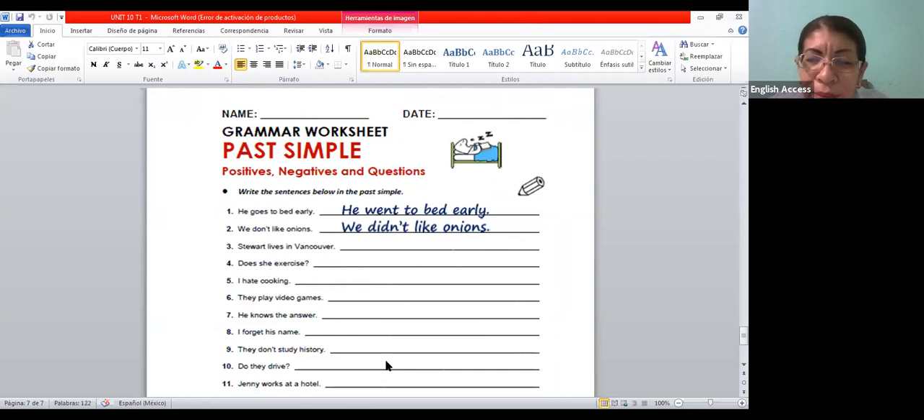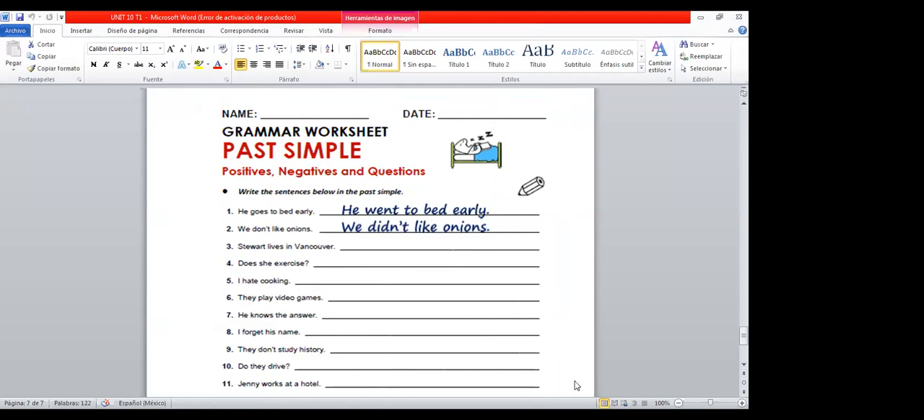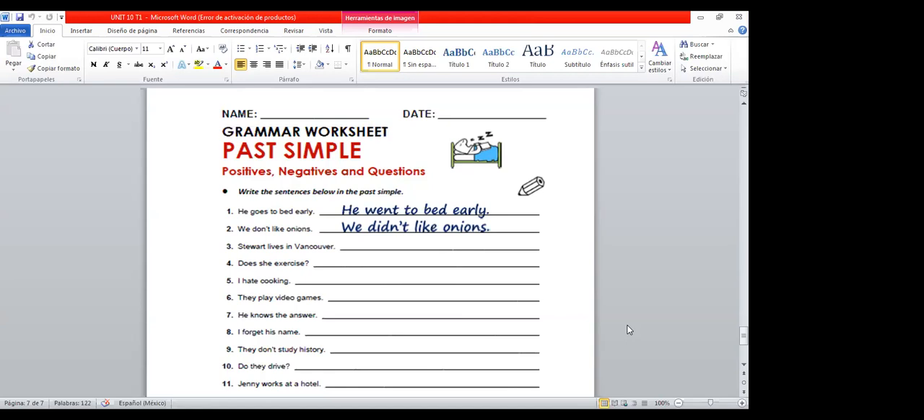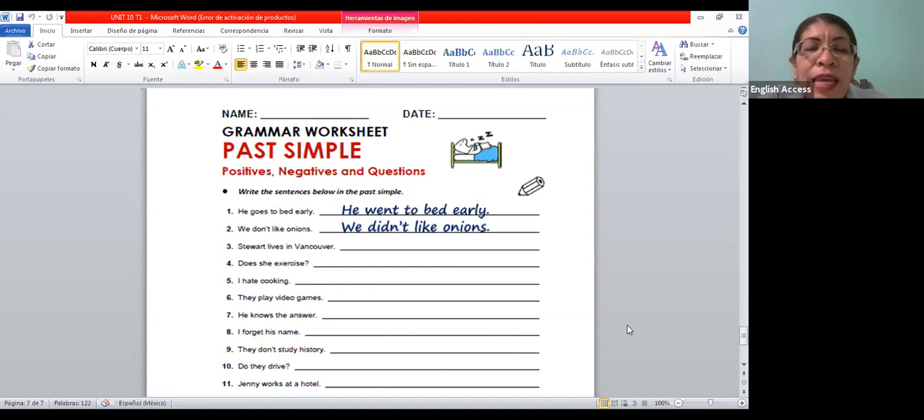Okay, Luis, are you able to see the bar here below? Can you see it? Yes. Okay. So you're going to be able to type the answers. It says, write the sentences below in the past simple. We have here some questions. In some statements, affirmative, negative, they are in simple present. What you're going to do, you are going to rewrite them, but in the simple past.